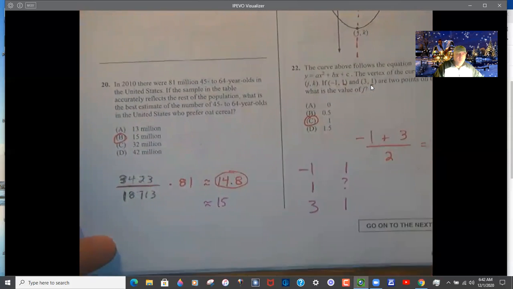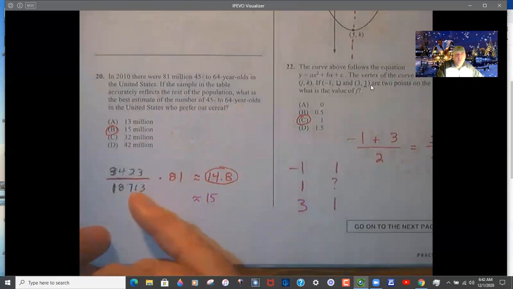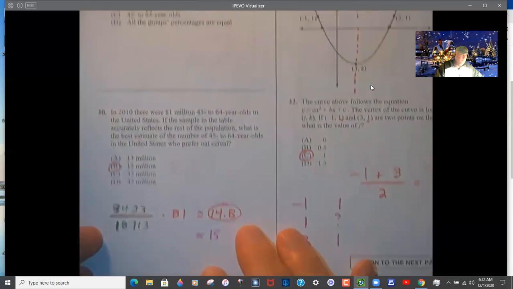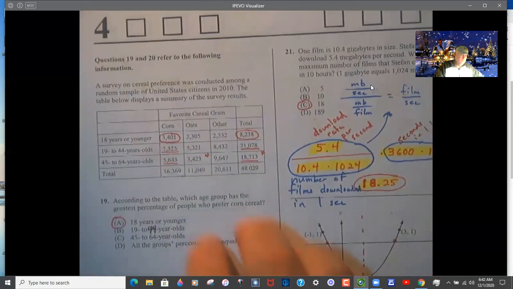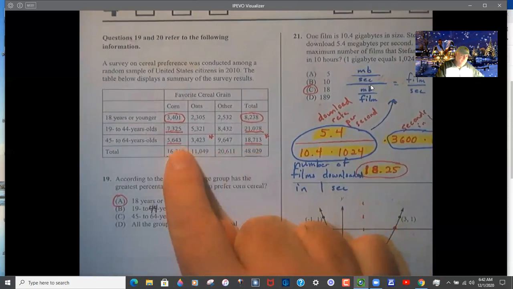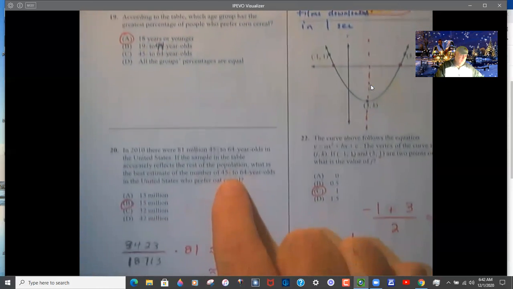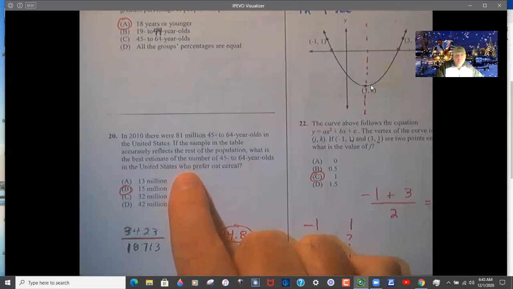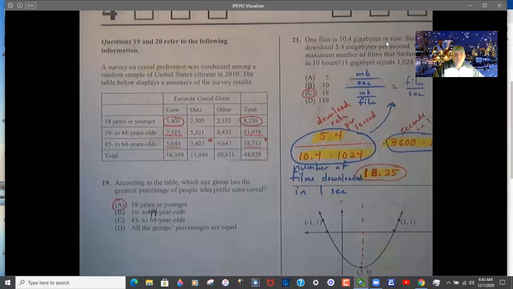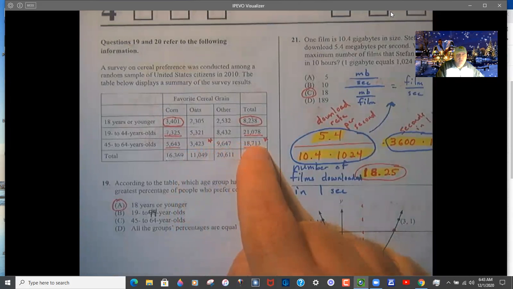And then problem 20. Okay, what's the best estimate? So you want to divide these two. So 34, 23 over 18, 7, 13.